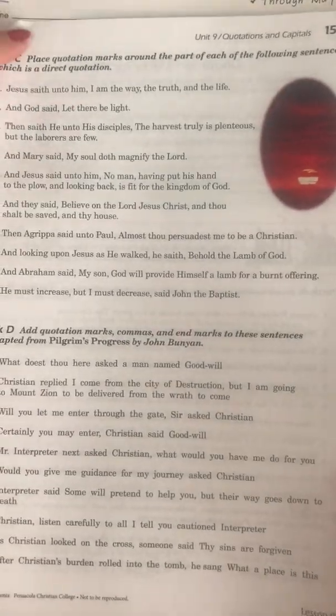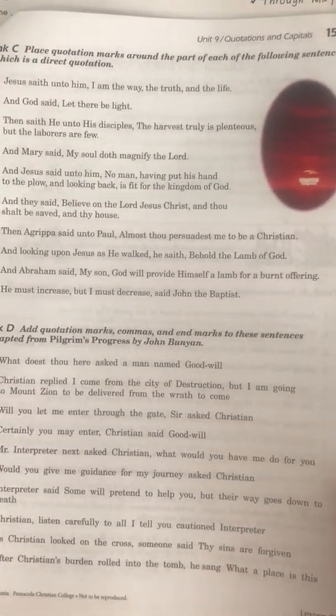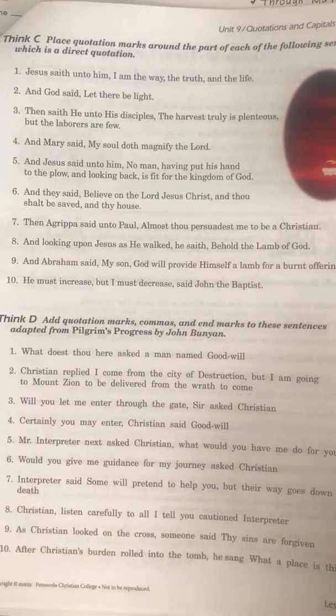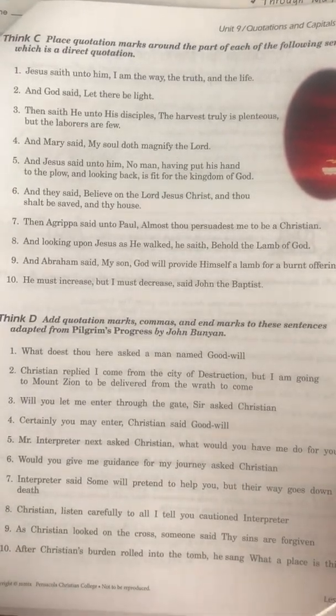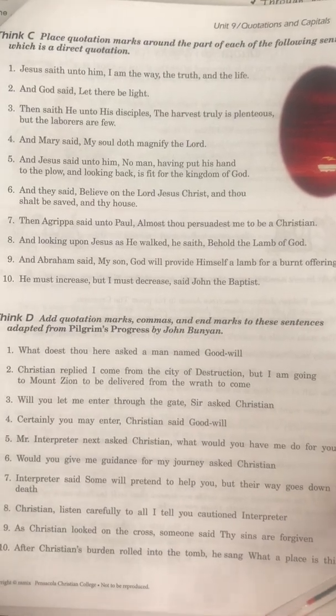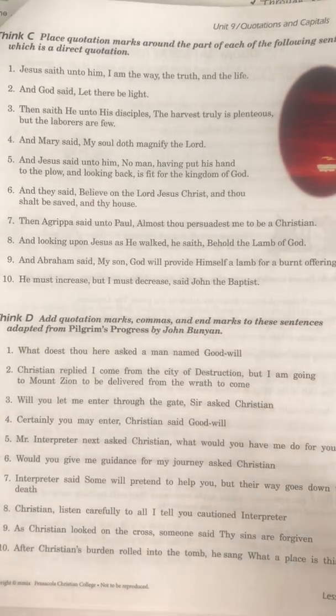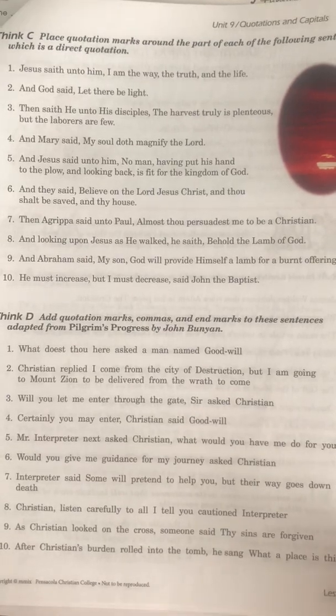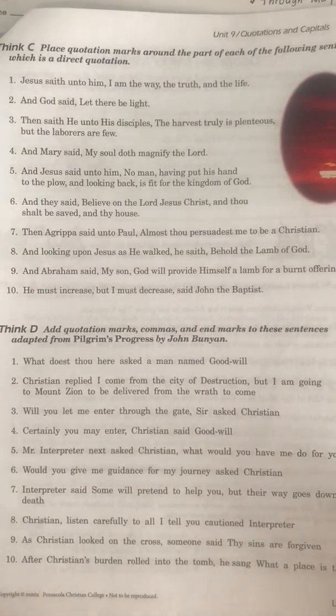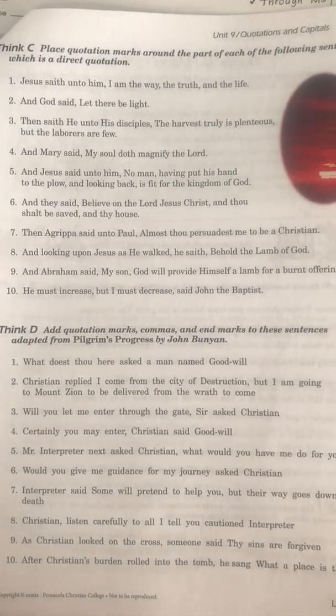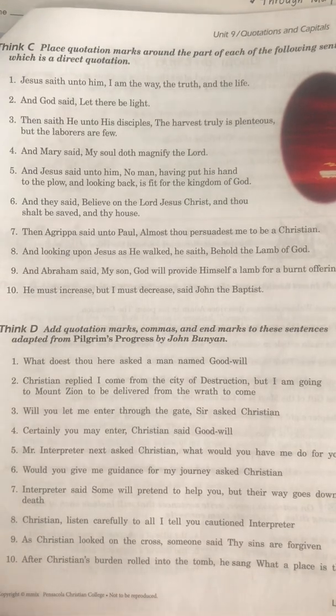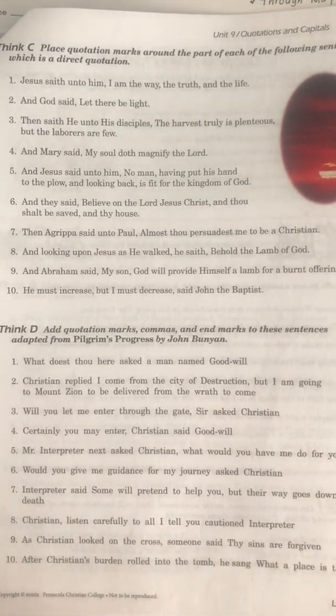So our actual written work for Tuesday is here, where you're going to do Think C and Think D. Even though it looks long, it's actually not, because you're only going to be placing quotation marks around the part that is the actual direct quotation. And when you read them out loud, which I recommend even if it's low to yourself, you will usually identify when the quote starts. Like number 1 says, "Jesus saith unto him, I am the way, the truth, and the life." So where's the quote?